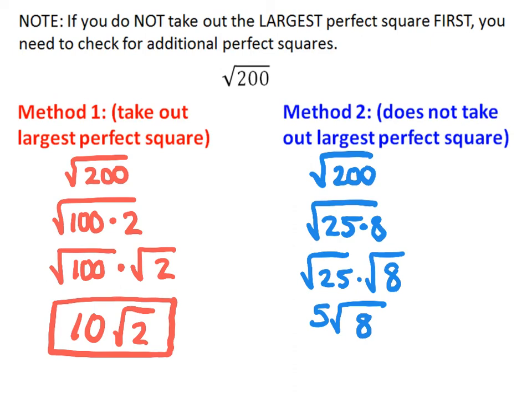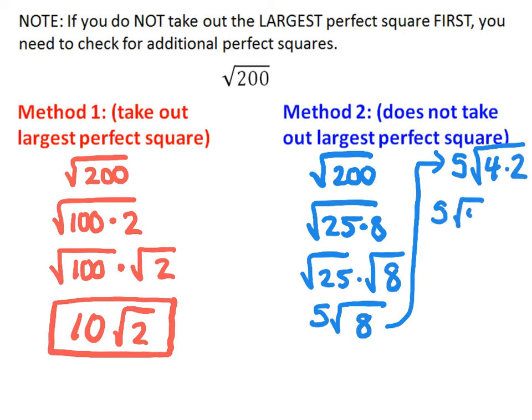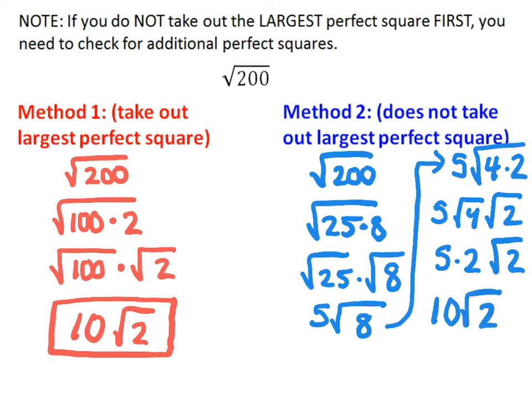8 could become 4 times 2, so it's 5 square root of 4 times 2. Split up the 4 and the 2, so it's 5 square root of 4 square root of 2, and the square root of 4 becomes 2. So it's 5 times 2 square root of 2, and your final answer is 10 square root of 2.